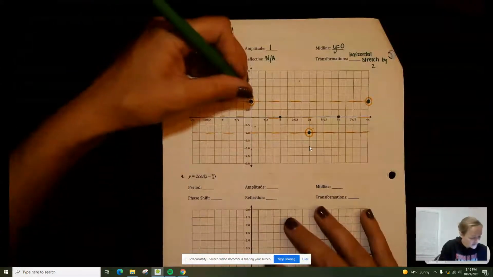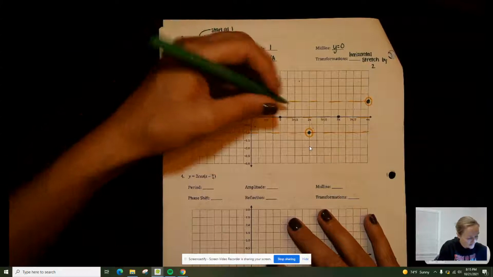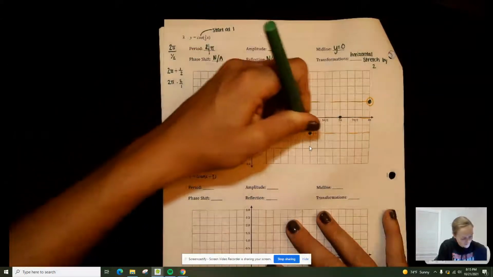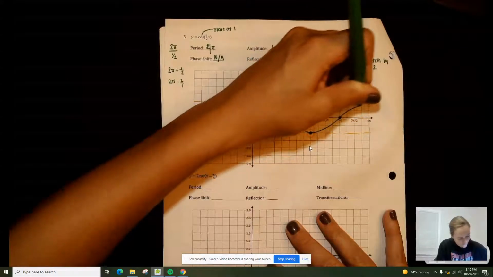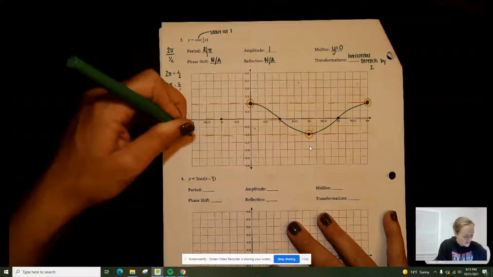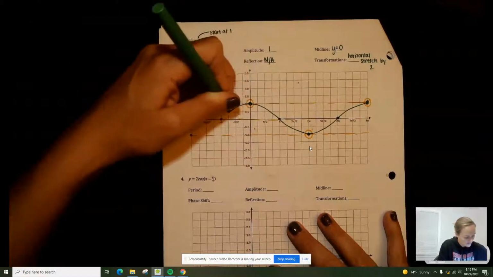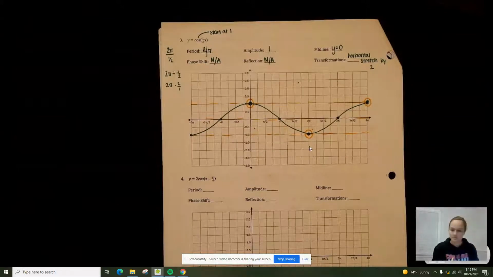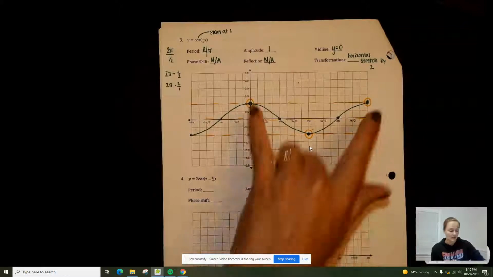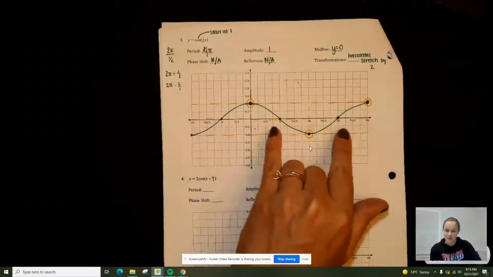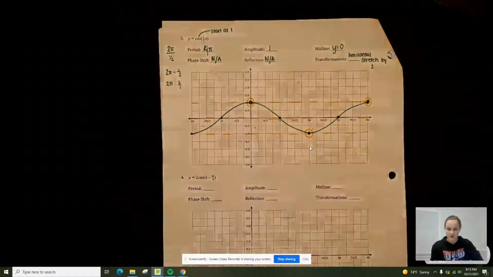So now I can use the same pattern going backwards. So I'll just finish this out with a curve. And I can see from here it has to go back down to a 0 and back down to a minimum. And there is my cosine curve. So cosine curve started with my two maximums. I found the minimum, and then I found the midway between those for my zeros.